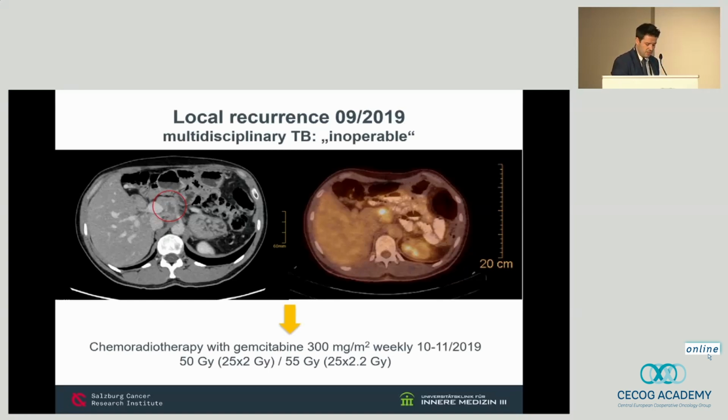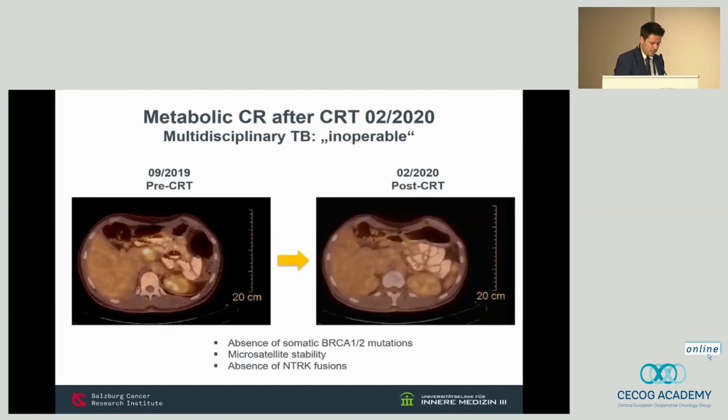Then we presented this patient again to the multidisciplinary tumor board, and the tumor board colleagues told us this local recurrence is inoperable, and therefore we started chemoradiotherapy with gemcitabine weekly in October for 5 weeks, which was completed in November 2019. The cumulative radiation dose was 55 gray. In the first restaging with an FDG PET scan, we documented a complete metabolic remission, and there were no other sites of distant metastasis.